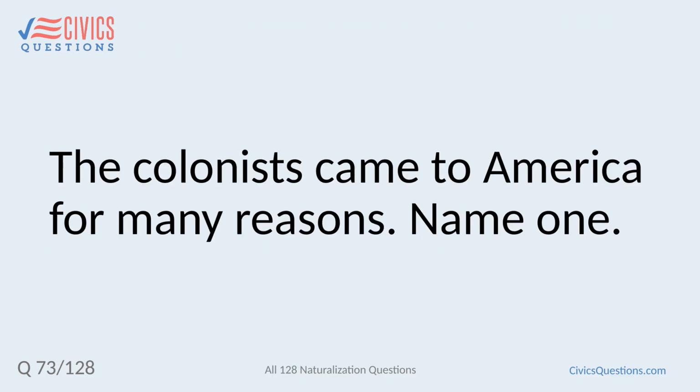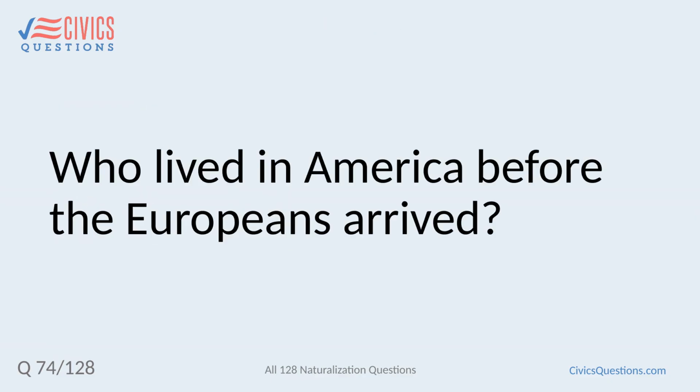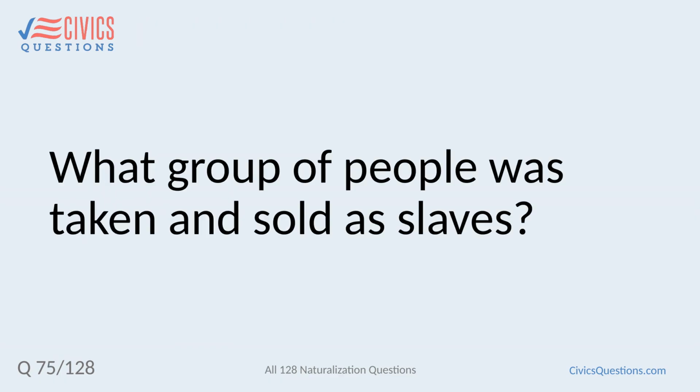The colonists came to America for many reasons. Name one. Freedom. Political liberty. Religious freedom. Economic opportunity. Escape persecution. Who lived in America before the Europeans arrived? American Indians. Native Americans.